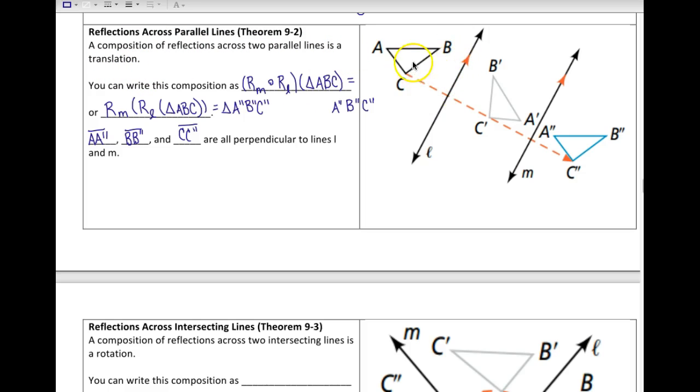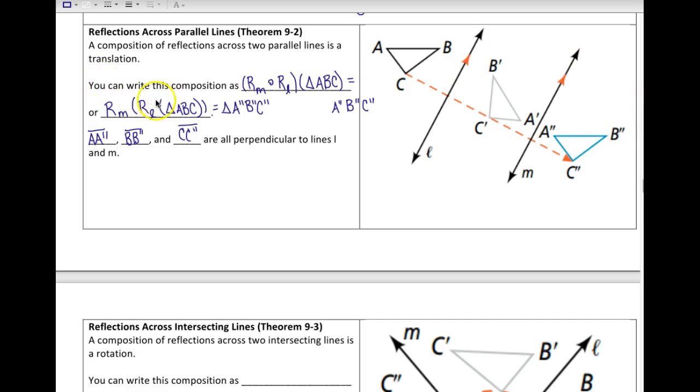So if you look at this, if I was to reflect this triangle across this line, as you can see, triangle A prime, B prime, C prime is reflected. It's symmetrical across line L. And if I reflect it again across line M, now the triangle is in the same position that it was in at the beginning. Okay, so if I reflect it twice across two parallel lines, it's really just a translation. It's really just the triangle shifted a certain direction, each point the same distance.